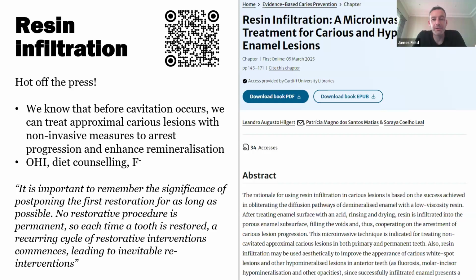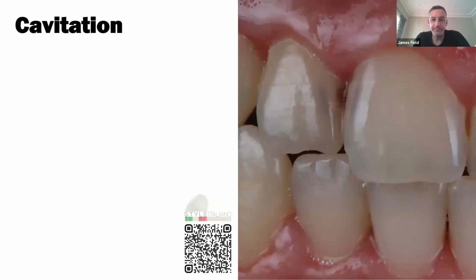And if it was your own mouth and your own teeth, then hopefully you would want to hold off operative intervention as long as possible. But this very much should be our philosophy now, and we should be trying to avoid operative intervention wherever we can. I'm doing myself slightly out of a job there because I'm a restorative dentist, not a preventive dentist. But yeah, we shouldn't really be removing tooth tissue unnecessarily.